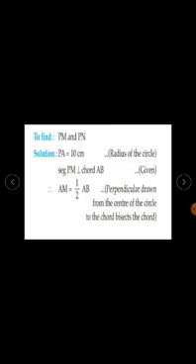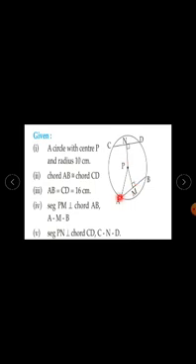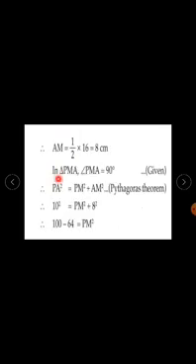Now in triangle PMA, angle PMA is equal to 90 degree, means it is a right angle triangle. So we can use Pythagoras theorem. PA square equal to PM square plus AM square.